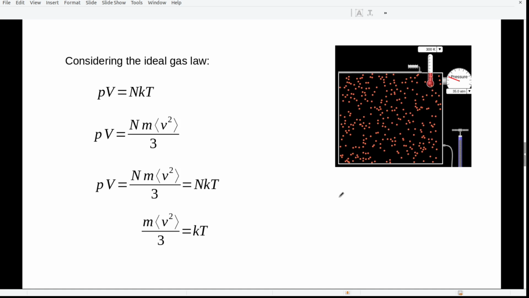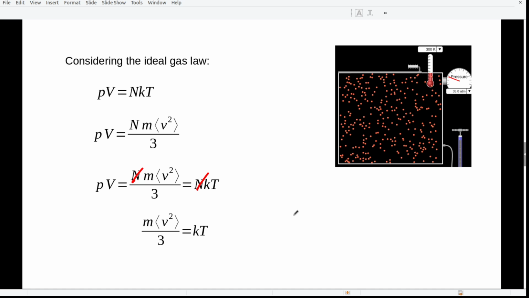Well, that's quite interesting. Now let's go back to ideal gas. With ideal gas, pressure times volume is N times Boltzmann's constant times temperature. But as we just showed, it's also N times the mass times the speed squared divided by 3. Well, if this is true and this is true, then they're equal to each other. They both must be the same. Here we can cancel off the common factor of N, and we get mass times average speed squared over 3 is equal to kT.